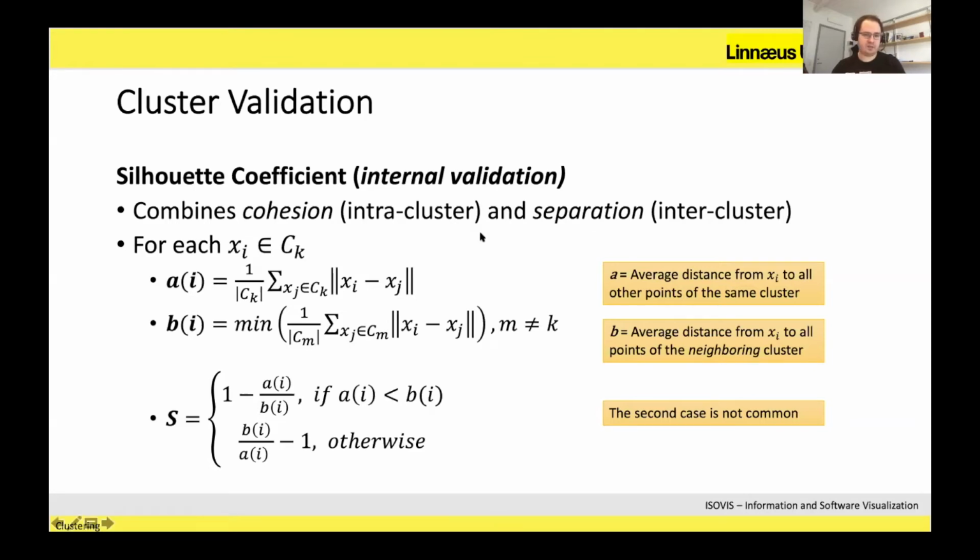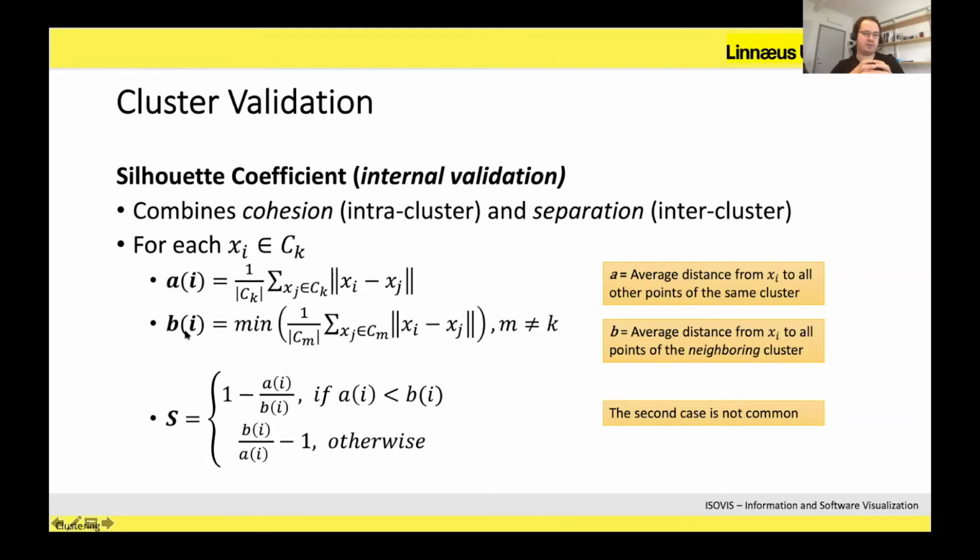This is a little more complex than the previous one. You take a certain cluster, Ck. You can do this for every cluster. Then for every point xi in that cluster, xi belonging to Ck, you compute ai, which is the average distance from xi to all other points of the same cluster. Basically, take every other xj that also belongs to Ck and compute the distance to it, the Euclidean distance, the norm of the difference of the vectors. Then you divide by the number of points, the cardinality of the set Ck. So that's ai.